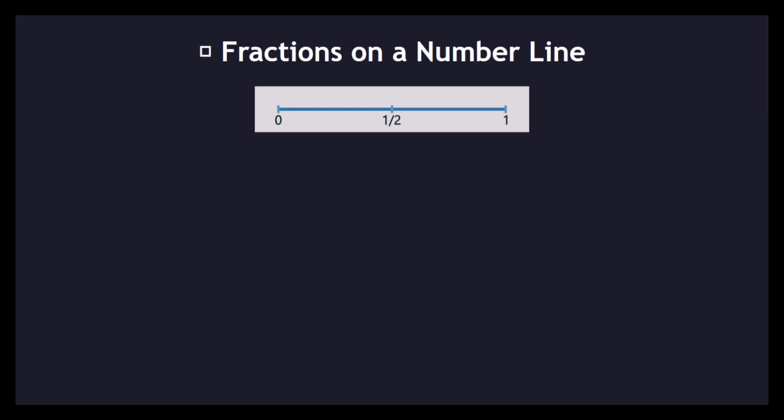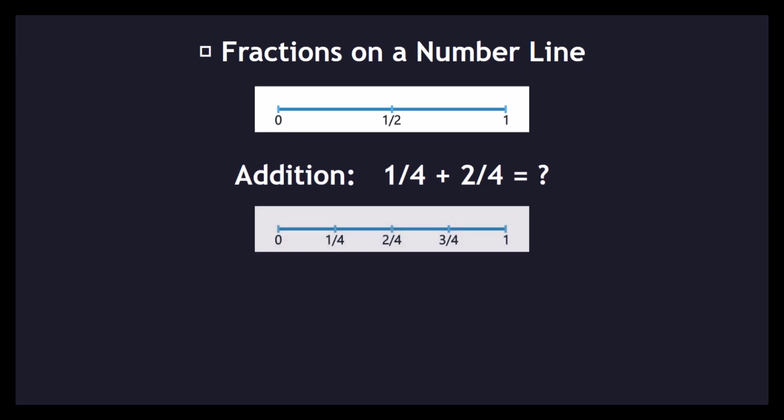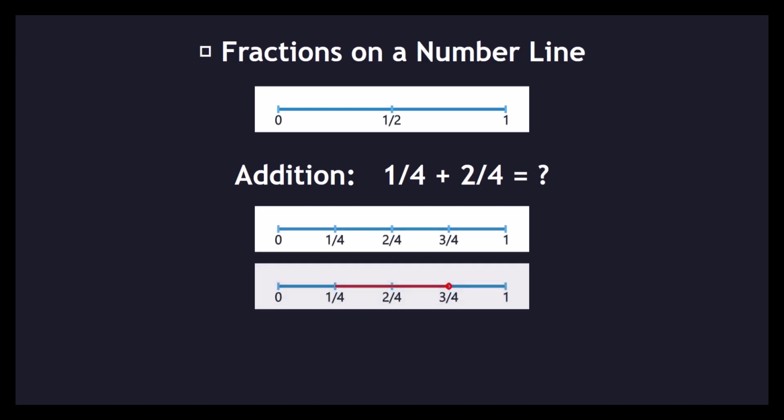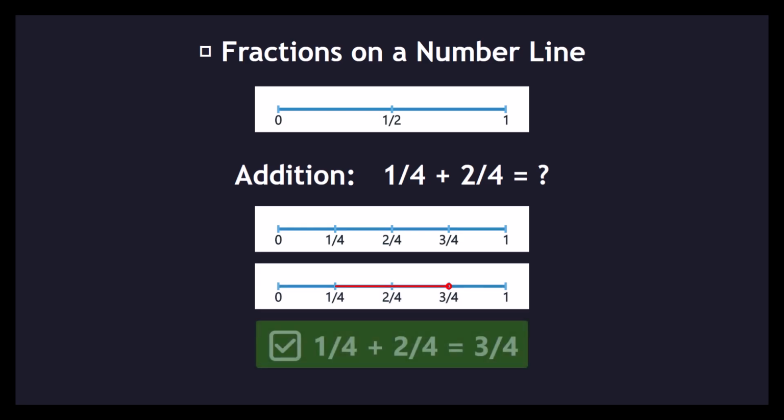Now let's try fractions. Here's a number line with halves. You can clearly see that 1/2 is between 0 and 1. Now let's try adding fractions. What is 1/4 plus 2/4? Now let's draw a number line with fractions between 0 and 4. We start at 1/4, move 2 steps forward, and land at 3/4. So 1/4 plus 2/4 equals 3/4.